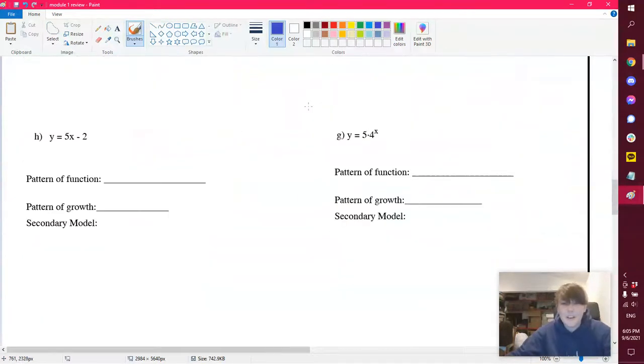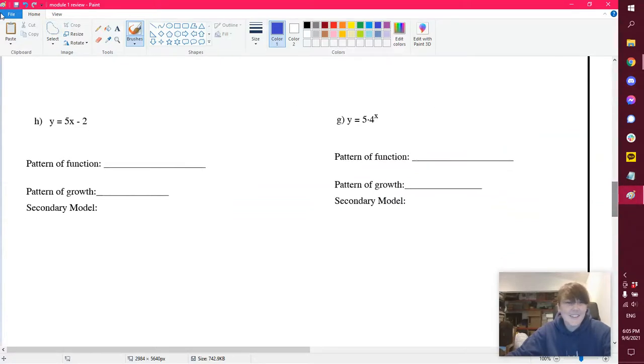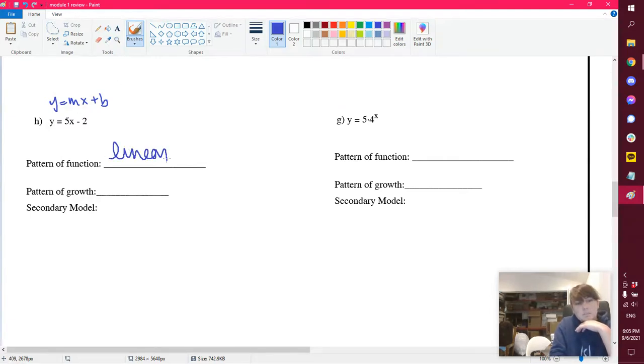Seems pretty good. And now for the ones that everybody loves the most, equations. This equation, part H, looks like y equals mx plus b to me. Right, we've got a number, an x, and then another number, which means that this is linear. The pattern of linear growth is always constant. That's not how you spell constant.